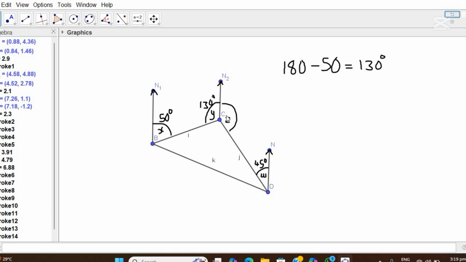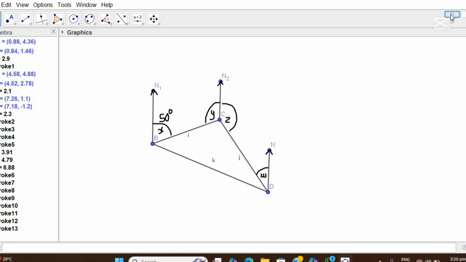Now we're going to do property 2. Do you know that a complete revolution is 360 degrees? A complete revolution is 360 degrees. Let's check that out. What does that mean for me and my bearings angles, and how will that help me to find unknown angles? Let's check right here.